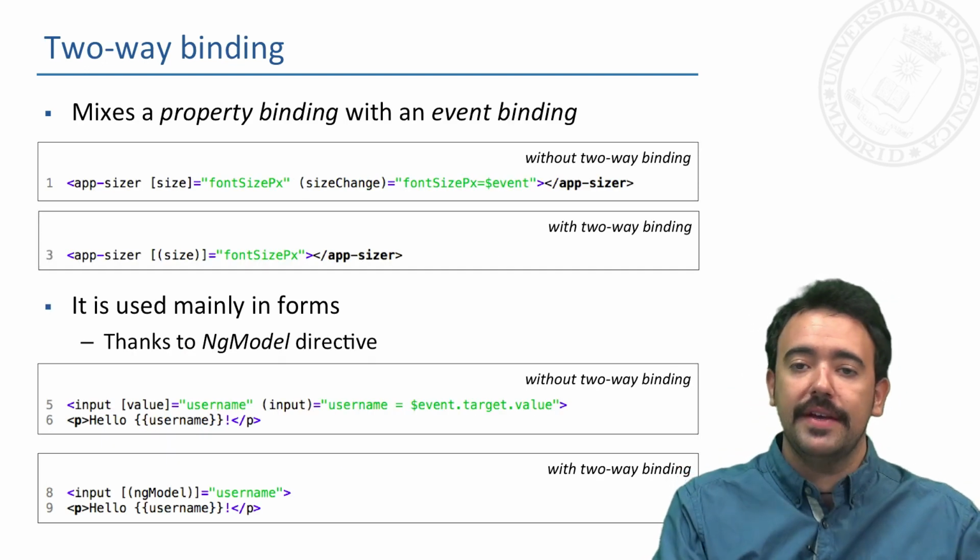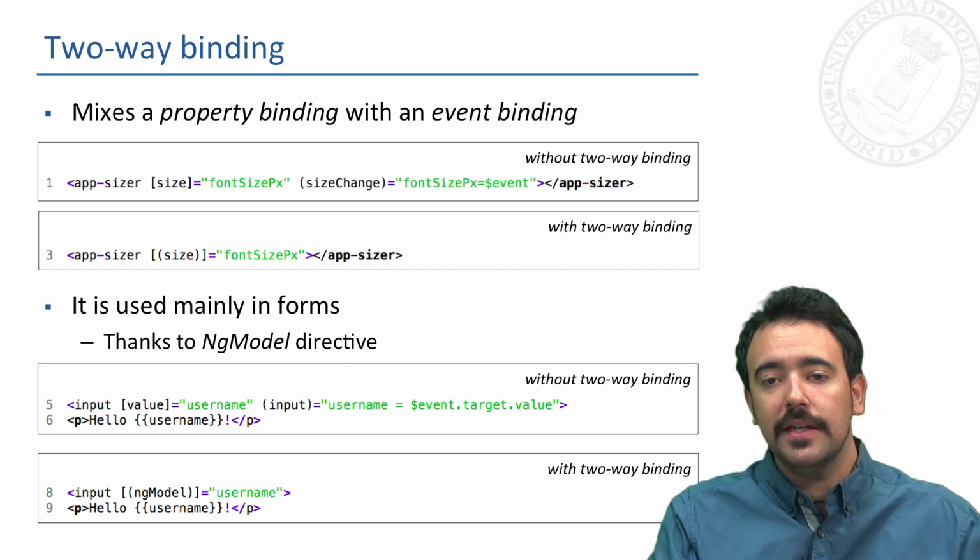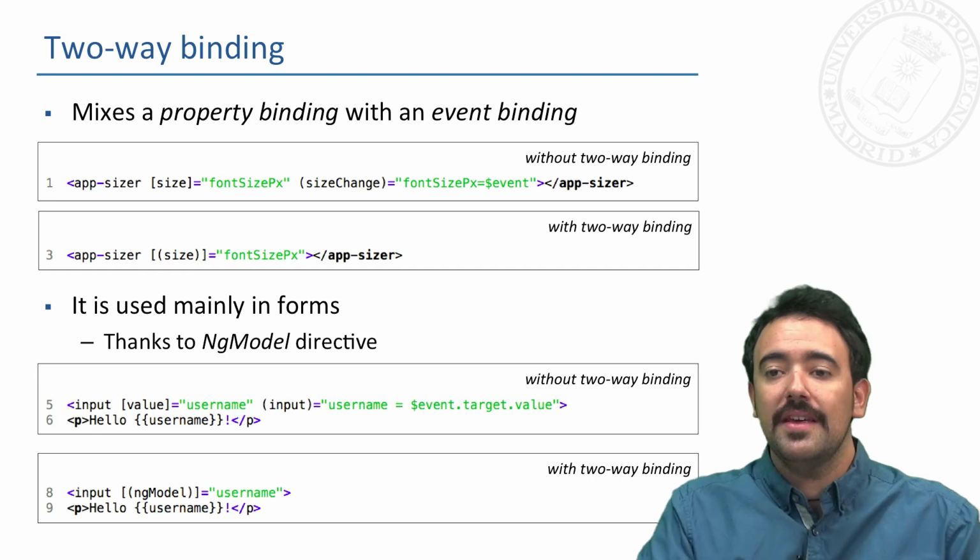Then we have the two-way binding, that is just a mixing between the property and the event binding.